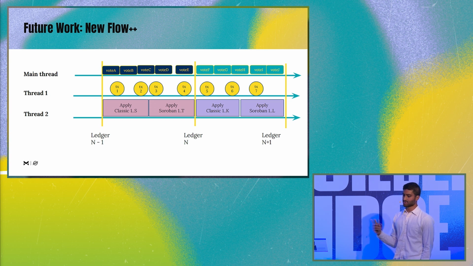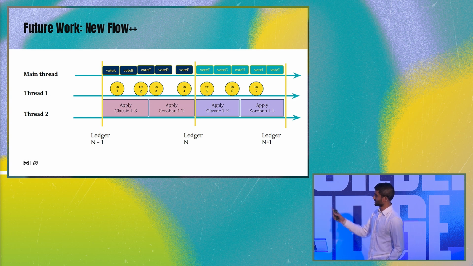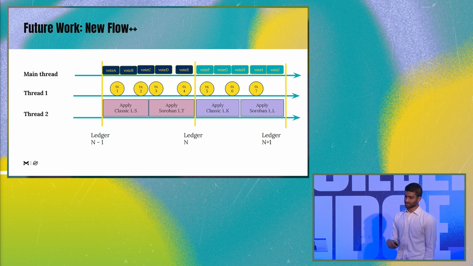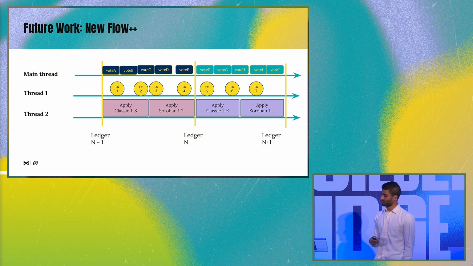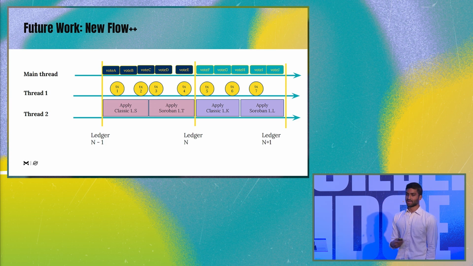So remember our color-coded votes from ledger n, which are the blue rectangles on the left? Those can now be done during ledger n-1. So by the time we apply ledger n-1, voting for ledger n is already complete. So we can start applying the block for ledger n right away.